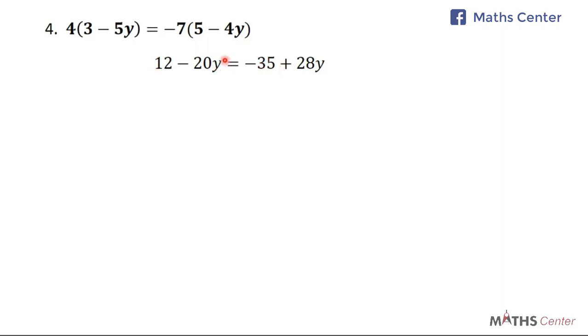So I'll group them. I will keep minus 20y here. Then I'll bring 28y from this side to here. 28y is positive. When it crosses to this side, it becomes negative. So I'm going to have minus 20y minus 28y. I already have minus 35 here, so I'll keep minus 35. 12 here is positive. When it crosses to this side, it becomes negative. So I'm going to have minus 20y minus 28y is equal to minus 35 minus 12.